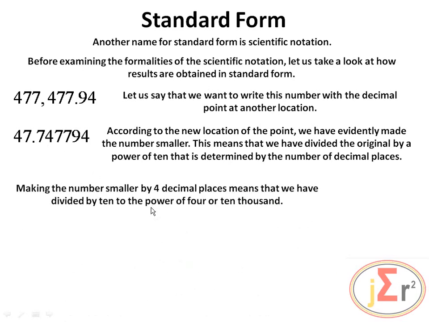Making the number smaller by 4 decimal places means that we have divided by 10 to the power of 4, or 10,000.